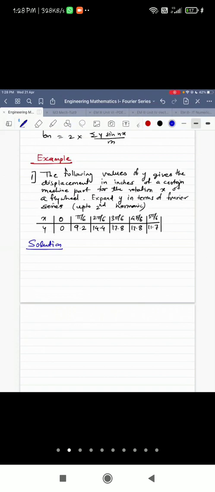See, here it is given for one period. Now one period means what? The values are given from 0 to 5 pi by 6. Now the last value will be 6 pi by 6, that is pi. So here there is an assumption that at pi also the same value is getting repeated.